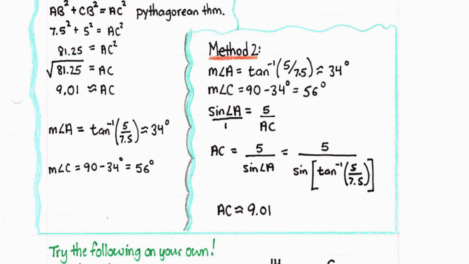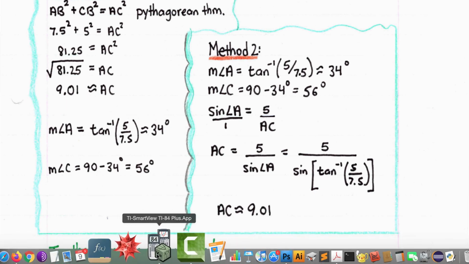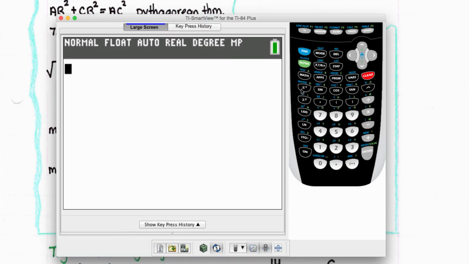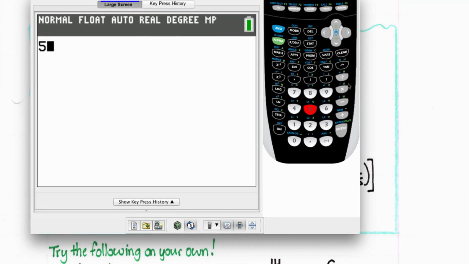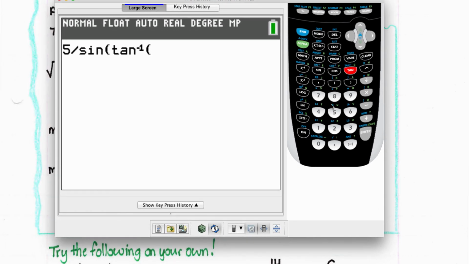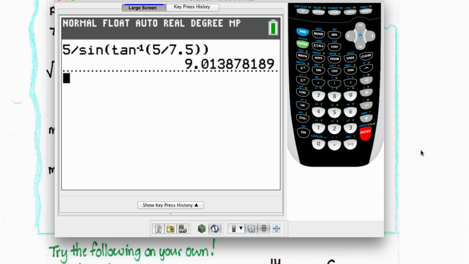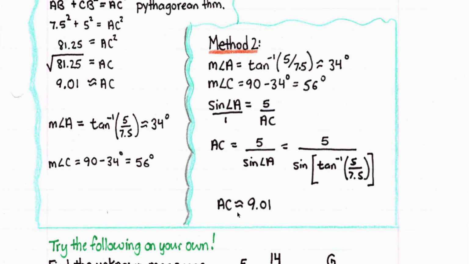And so let me show you how you can calculate that right in the calculator. Let me clear this out. What we have here is 5 divided by the sine of the tangent inverse of 5 divided by 7.5. Now let's close the tan inverse and let's close the sine. And I get 9.01. And that's the hypotenuse, 9.01.